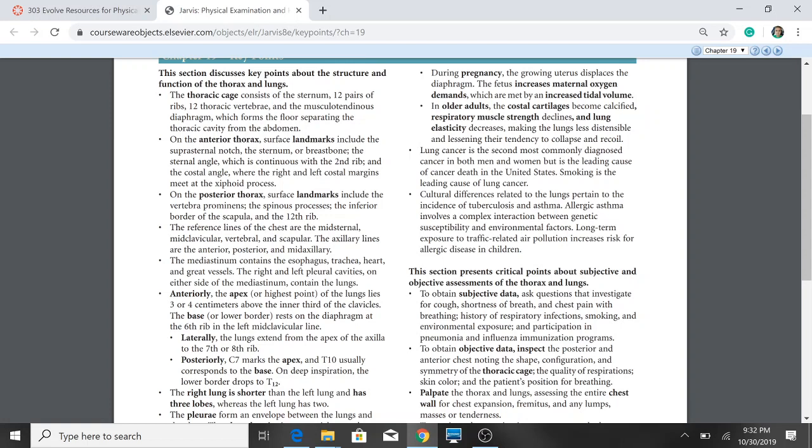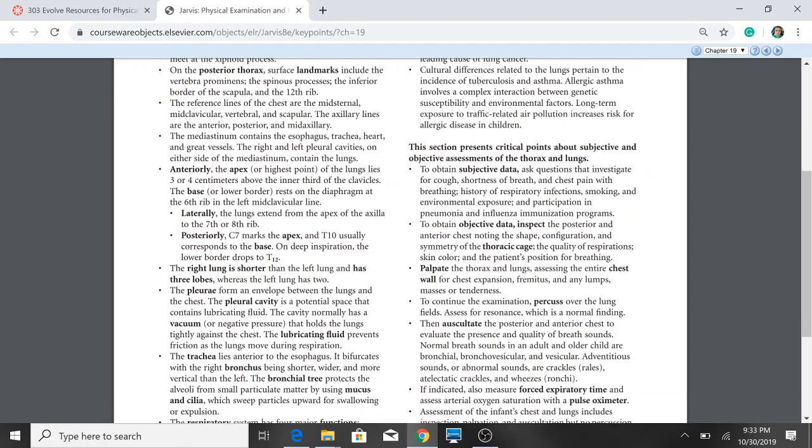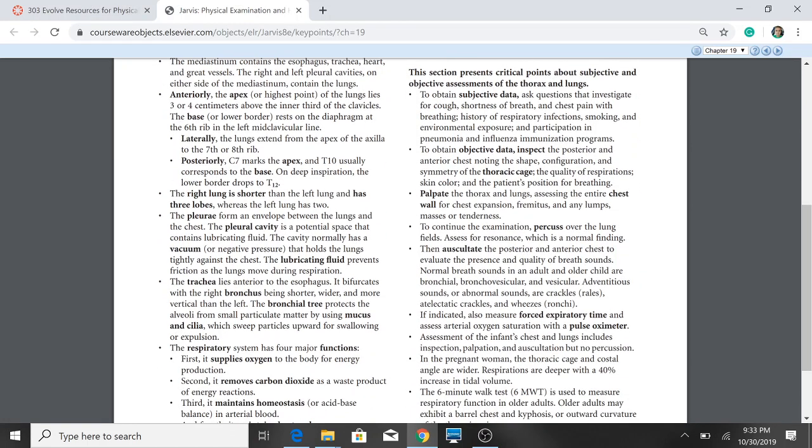Lung cancer is the second most diagnosed cancer in both men and women, but is the leading cause of cancer death in the United States. Smoking is the leading cause of lung cancer. Cultural differences related to lungs pertain to incidence of tuberculosis and asthma. Allergic asthma involves a complex interaction between genetic susceptibility and environmental factors. Long-term exposure to traffic-related pollution increases risk for allergic disease in children.